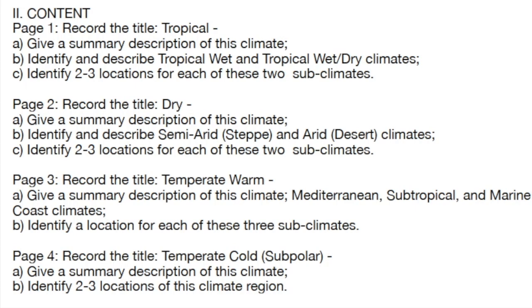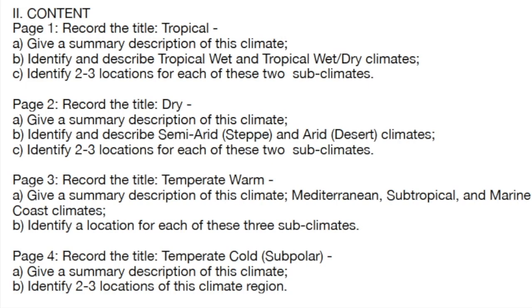So in this case, we have tropical wet and dry. Now, you need to not just write down tropical wet, you need to write down tropical wet and then a description. Tropical wet dry, and write a description. Then underneath that, I want you to give me at least 2 to 3 locations for each subclimate. So, how many locations should we have? A total of 4 to 6 for tropical. Why 4 to 6? Because you are giving 2 to 3 for each subclimate. So 2 to 3 for tropical wet, 2 to 3 for tropical wet dry.